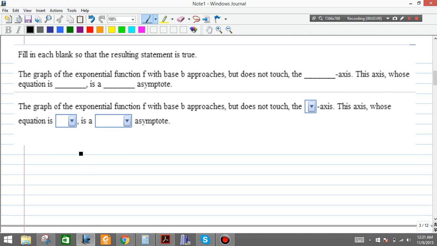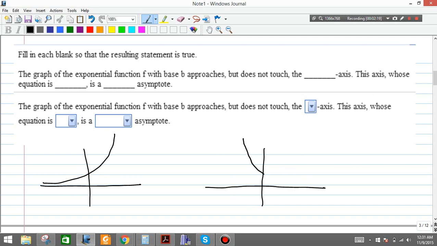Okay. So again, the typical exponential graph looks either like this, exponential growth, or exponential decay. So the graph of the exponential function with base b approaches, but does not touch, the x-axis.